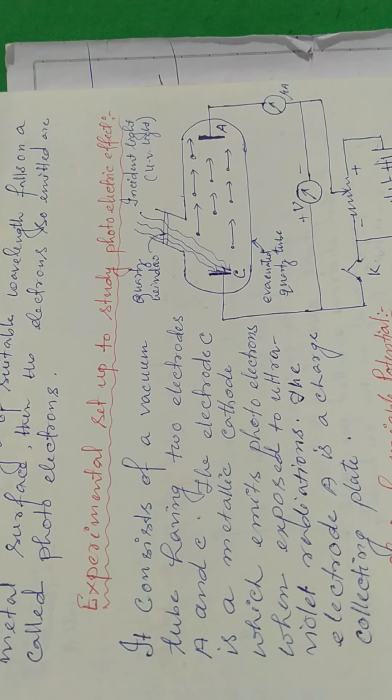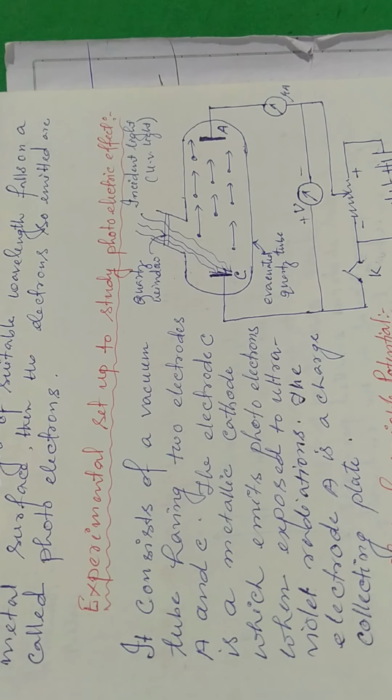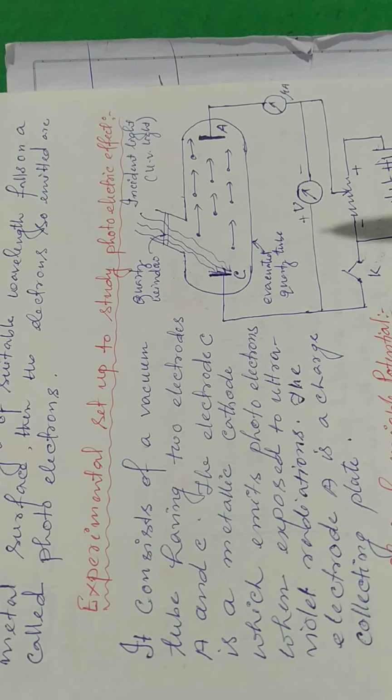There is no current in the circuit when electrode C is not exposed to ultraviolet light. If ultraviolet light is not falling on the cathode, there is no current in the circuit. He also concluded that only light of a suitable minimum frequency, called the threshold frequency, results in photoelectric current. This minimum frequency varies from material to material.